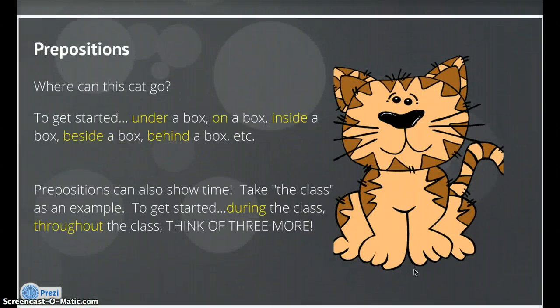There's 2 kinds of prepositions: prepositions that show place and prepositions that show time. It helps me to remember prepositions by saying things like, where can a cat go? To get you started, I've written a few examples. A cat can go under a box. A cat can be on a box, inside a box, beside a box, behind a box, on top of a box. Wherever a cat can go usually is considered a preposition. All your prepositions are in yellow.